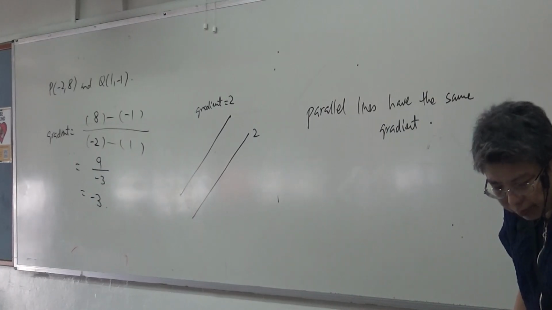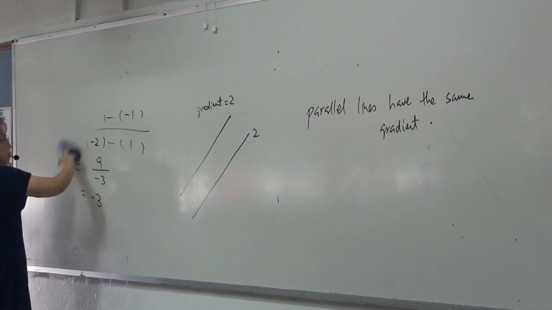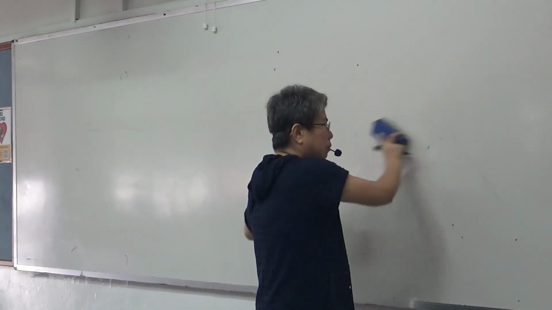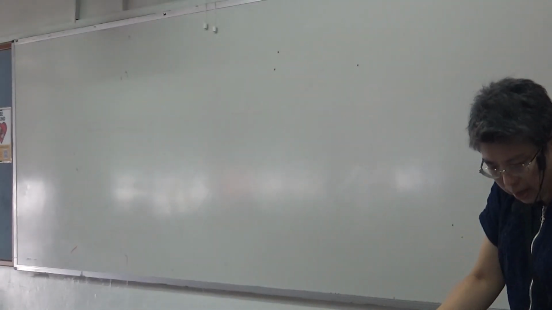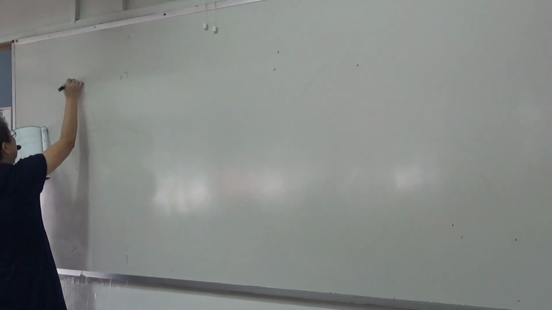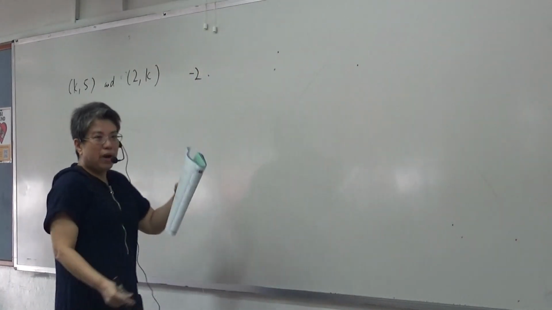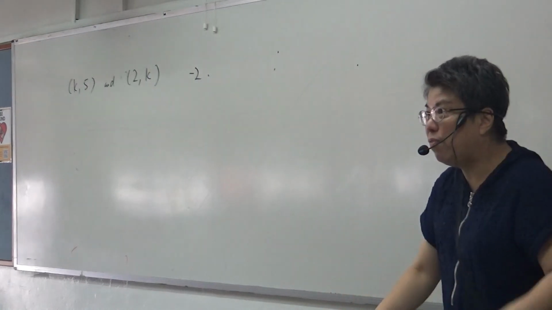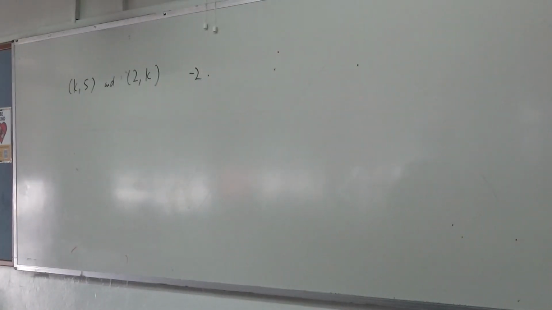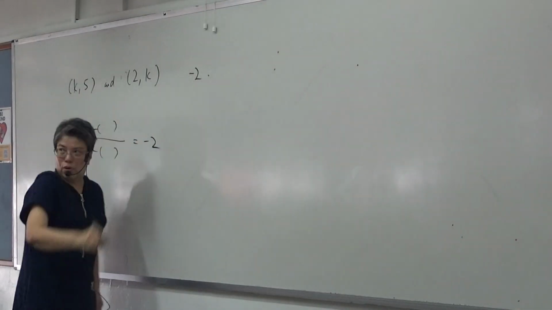Okay? And let's take a look at example 5. If the gradient of the line joining (k, 5) and (2, k) is -2, find the value of k. Now, this time round, they give you the gradient, right? They want you to find one unknown, correct? But we still apply the gradient formula, am I right? These are the 2 points. Okay, so something minus something over something minus something must be -2, correct?